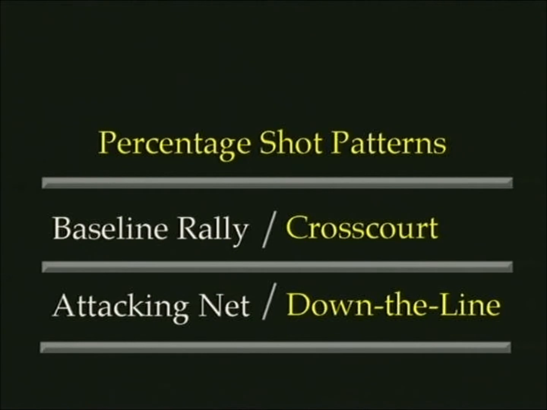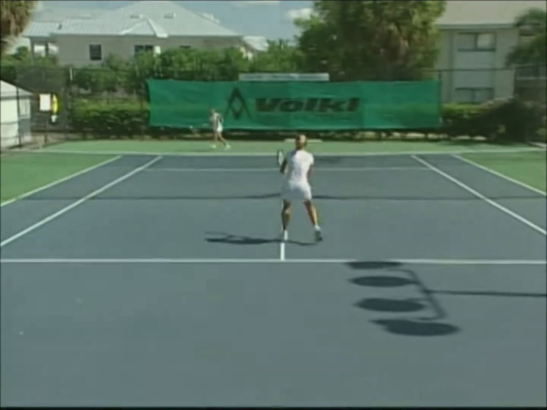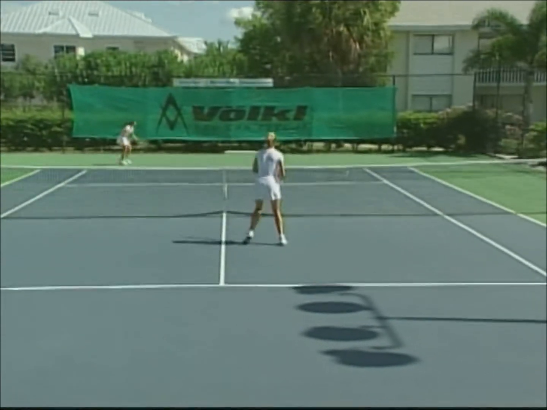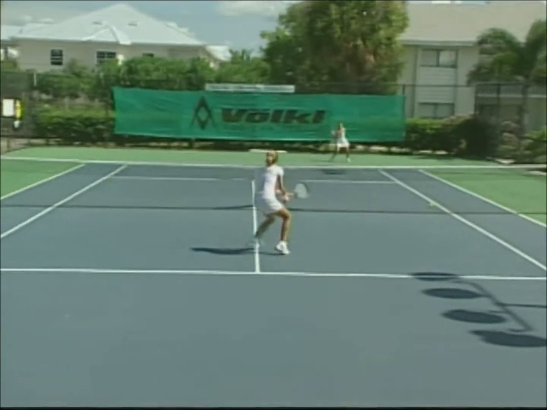So we have 2 basic percentage shot patterns to remember. In the baseline rally, we use cross-court patterns, and for attacking the net with approaches and setup volleys, we use the down-the-line patterns. As you begin to gain knowledge about your opponent, their strengths, weaknesses, and tendencies, you may be able to adjust your court positioning and even deviate from the shot patterns at times to attack a weakness.